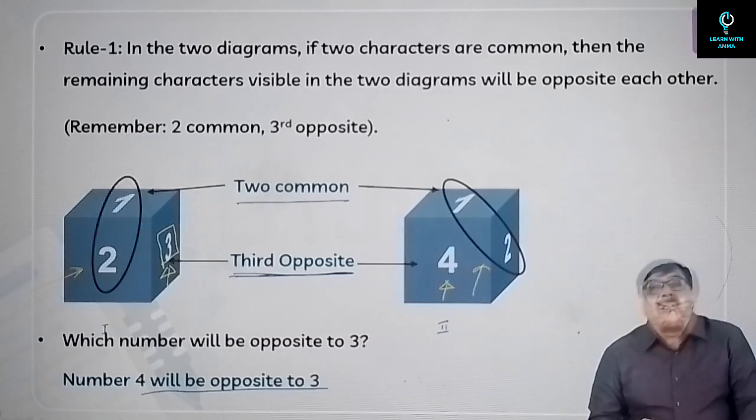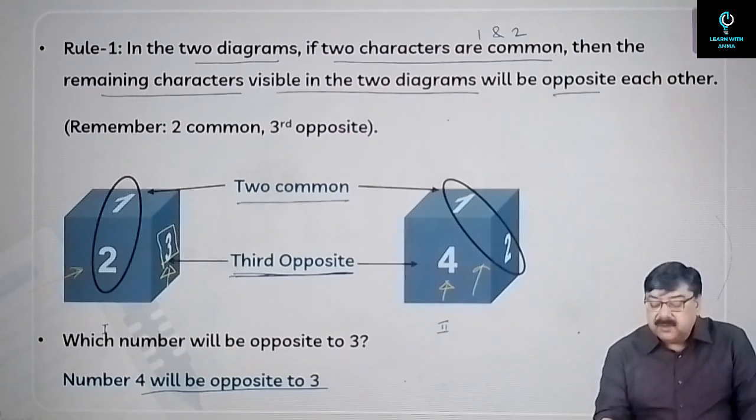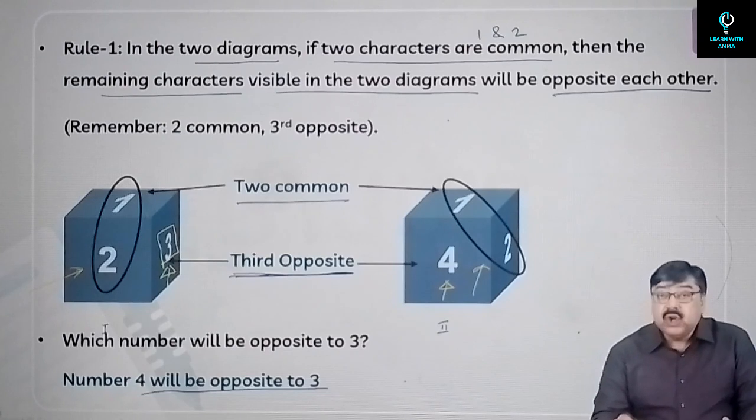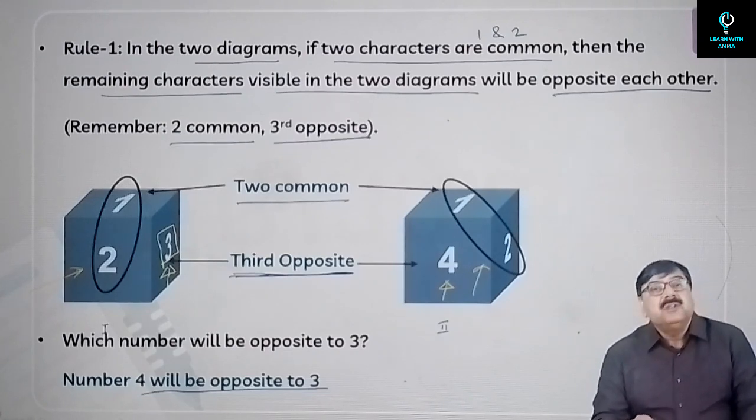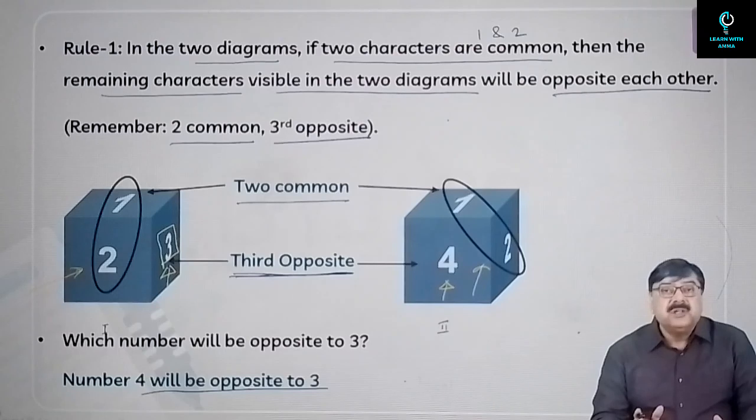From this, we observe rule 1. In the 2 diagrams, if 2 characters are common, as in this case 1 and 2 are common, then the remaining characters visible in the 2 diagrams will be opposite each other. And in short, how do you remember this? Or how would you memorize this? 2 common, third opposite. So what is rule 1? 2 common, third opposite. Obviously, 2 characters are common in both the diagrams.